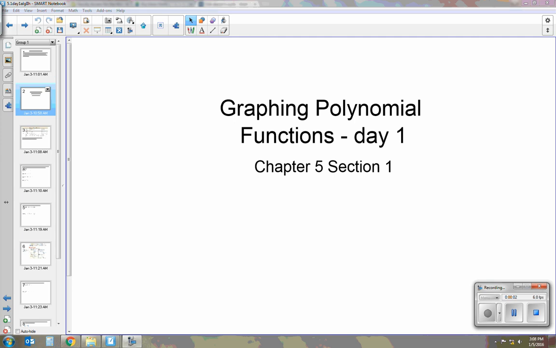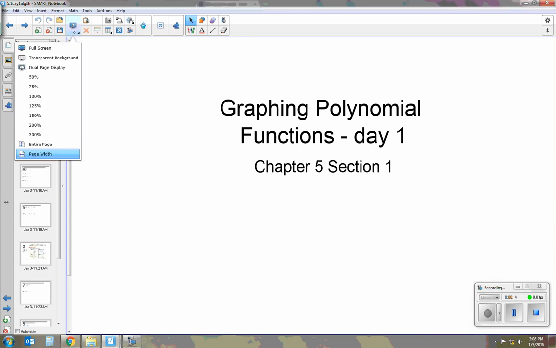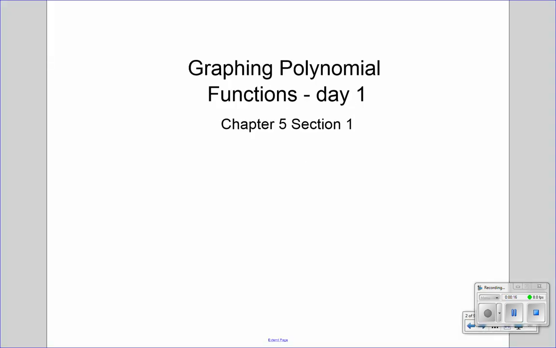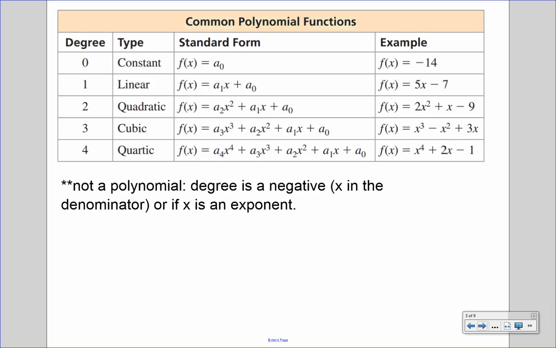We're going to be talking about graphing polynomial functions. This is day one. We actually won't be graphing any polynomials today, but we will be talking about polynomials and classifying them and their end behavior. All right, so what I have here first is a chart of how to classify polynomials. It gives us the degree, the type, how to write it in standard form, and an example.